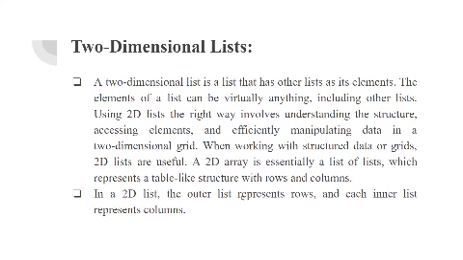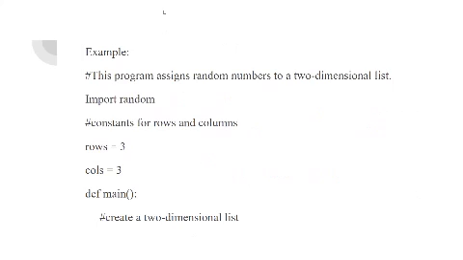In this list, the outer list represents rows. The inner lists represent columns. This is an example of a two-dimensional list. This program assigns random numbers to a two-dimensional list. First, we import the random package, and we create two variables. The first variable is rows, initialized to 3, and we created another variable, columns, initialized with the value 3. We start a def function here, the main function.